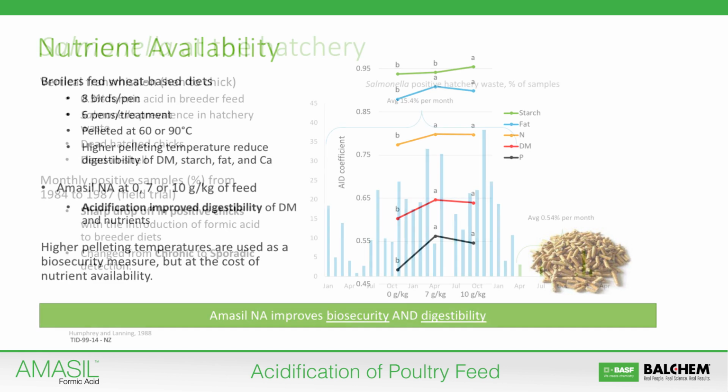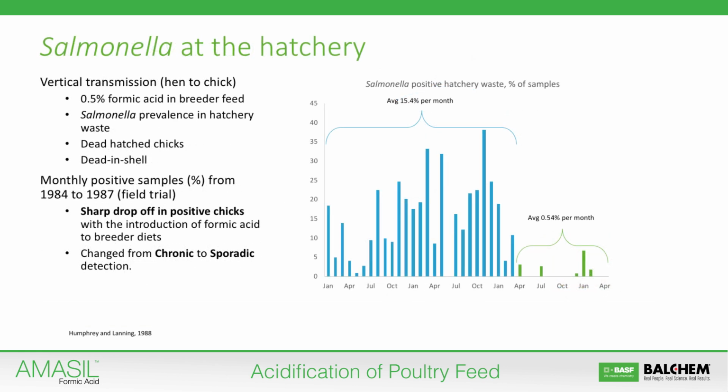Salmonella is also a problem as far as salmonella control goes, the vertical transmission. So this is some data where they looked at 0.5% formic acid in feed for breeders, and then they wanted to look at salmonella transmission vertically, and they used hatchery waste. And what they found is that over a 2.5 year period, they averaged about 15% of the hatchery waste samples they collected were salmonella positive. Whereas after they initiated formic acid treatment of breeder feed, they saw it drop to about 0.5%. So they took a chronic problem and they turned it into a sporadic problem.